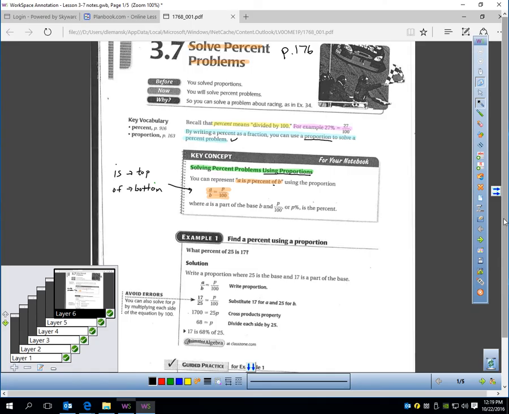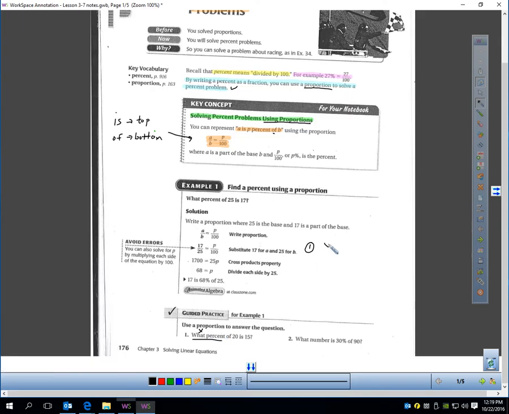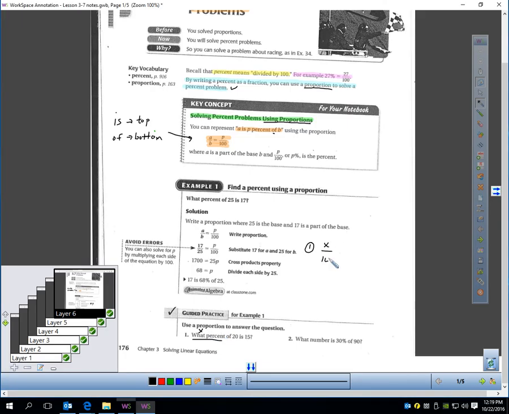Let's do a couple examples so you can see that. What percent of 20 is 15? Let's do that. I'll write it over here. What percent? Well, I don't know. I have an unknown amount, and percent means out of 100. So I have an unknown amount out of 100 equals. Now, this is where the is and of comes in.